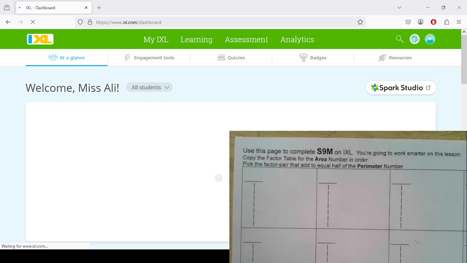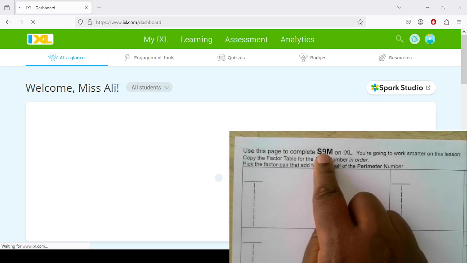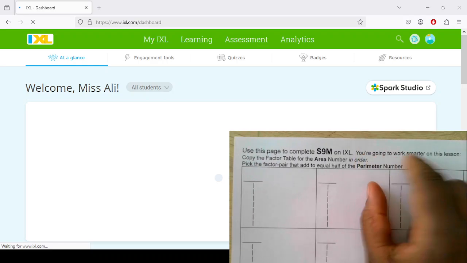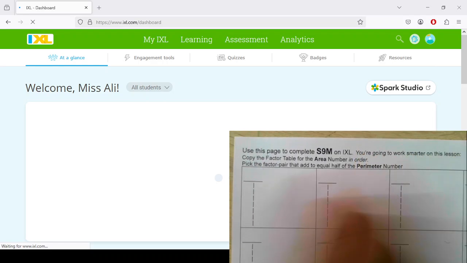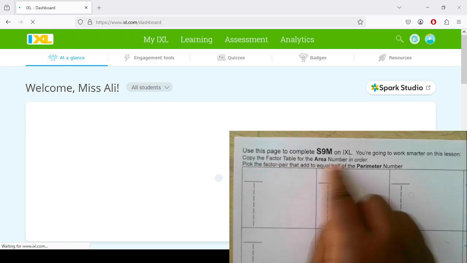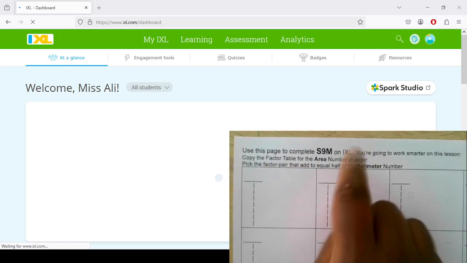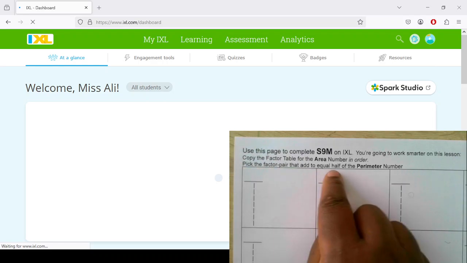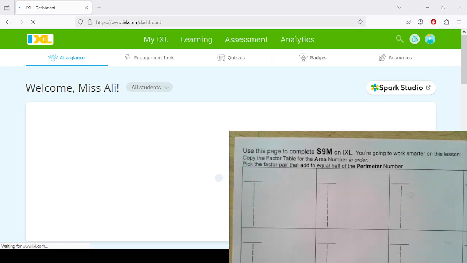So now we're going to take a look at S9M on iExcel. My written instructions from Miss Ali tell me that you're going to work smarter on this lesson. Copy the factor table for the area number in order, and I've emphasized putting them in order. Pick the factor pair that adds equal half of the perimeter number.